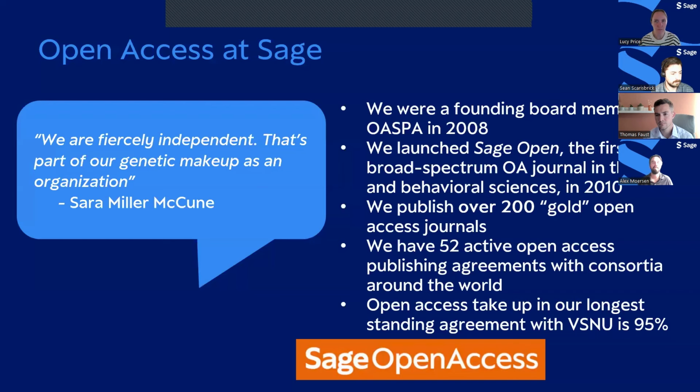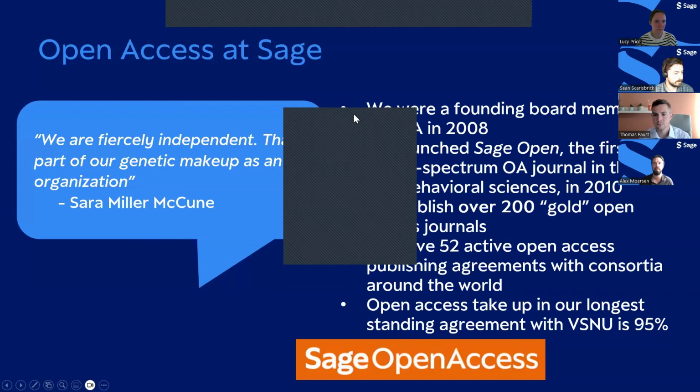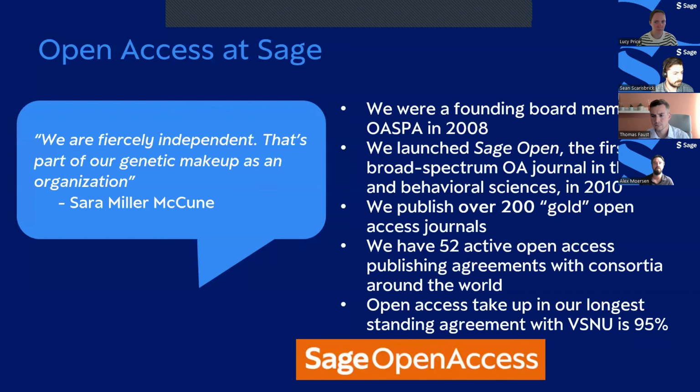The open access movement has gained a lot of steam around the world recently. Different publishers are engaging in open access options in different ways. Sage was a founding board member of the Open Access Scholarly Publishing Association in 2008. We also launched Sage Open, which is the first OA journal publishing the full spectrum of social and behavioral science content, and we opened that in 2010.